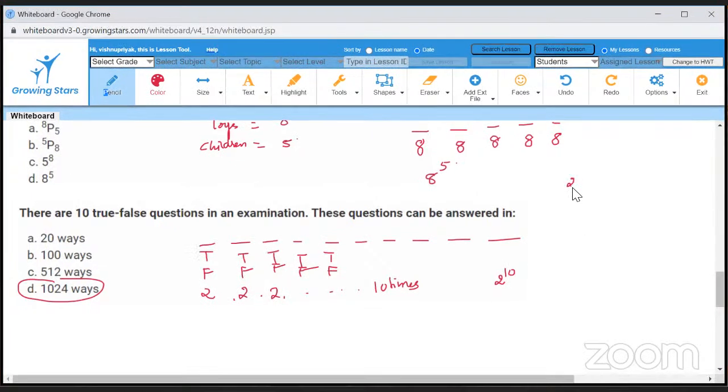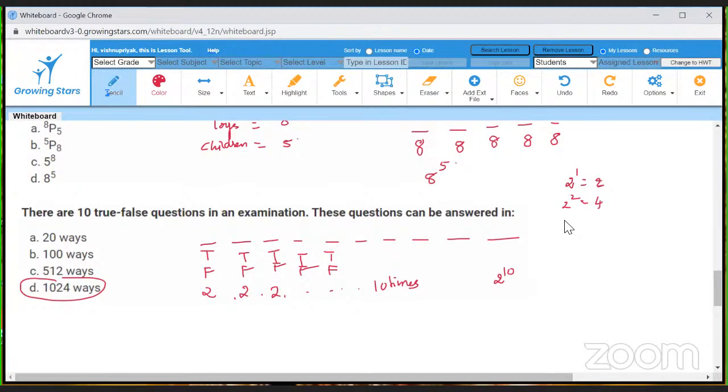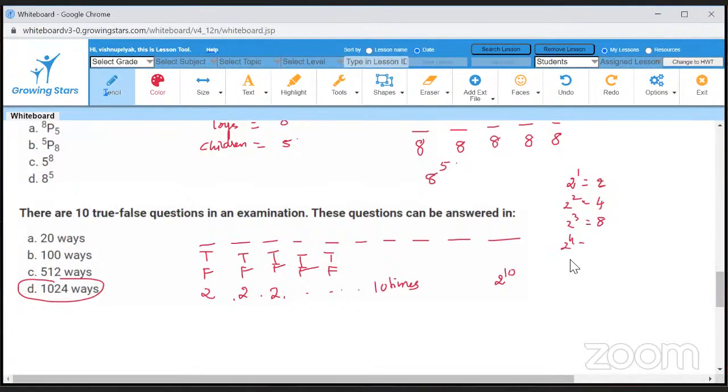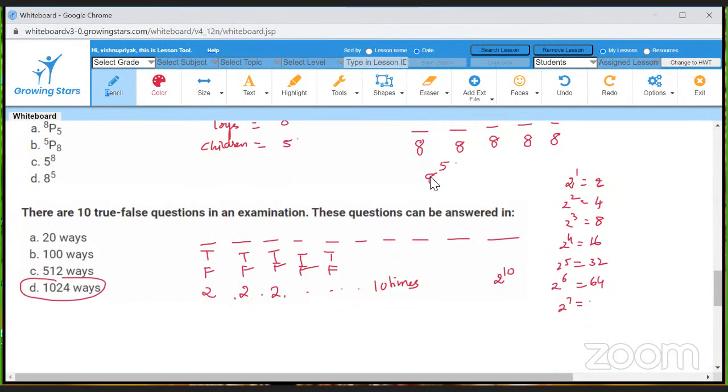These also you must know by heart. Like 2 power 1 is 2. 2 square is 4. 2 cube is 8. 2 power 4 is 16. 2 power 5 is 32. 2 power 6 is 64. 2 power 7 is 128. Like that 256, 512, 1024. All these you have to memorize up to 2 power 10. Then it will be easy for you.